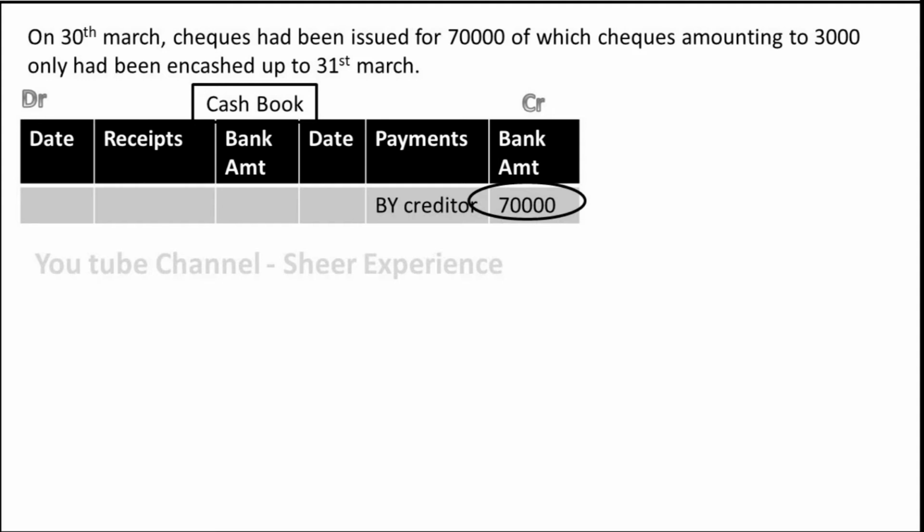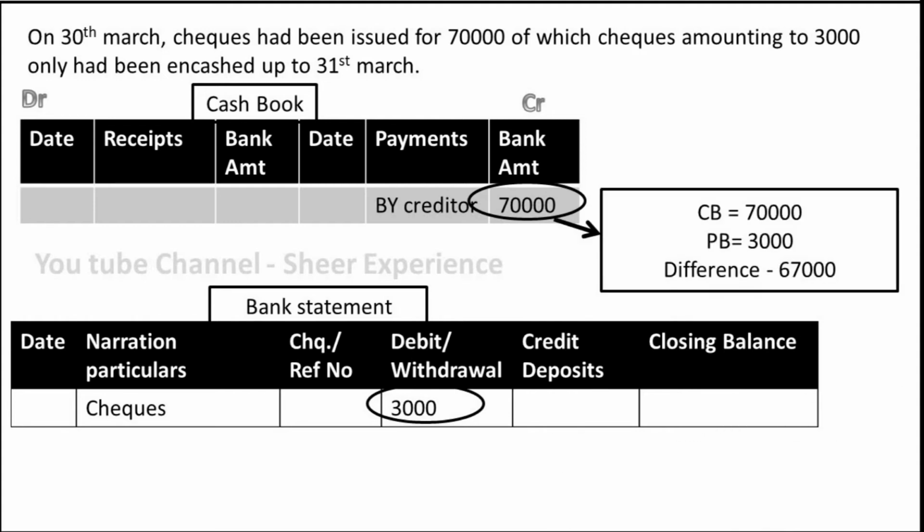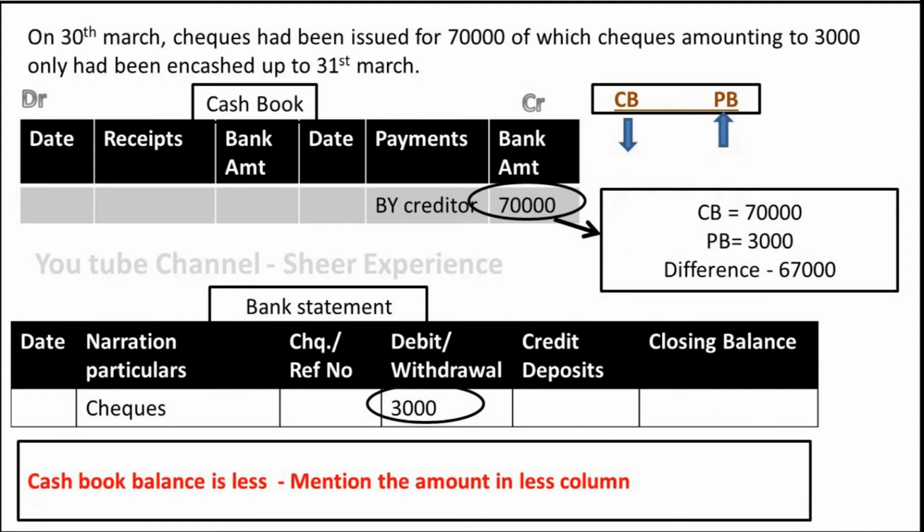But the transaction says only 3,000 has been encashed, means checks amounting 3,000 are paid by bank. But the remaining checks, that is 70,000 minus 3,000, which comes to 67,000, are not presented for payment. So the difference between cash book and passbook is 67,000. When the difference is related to payments, it decreases the closing balance.